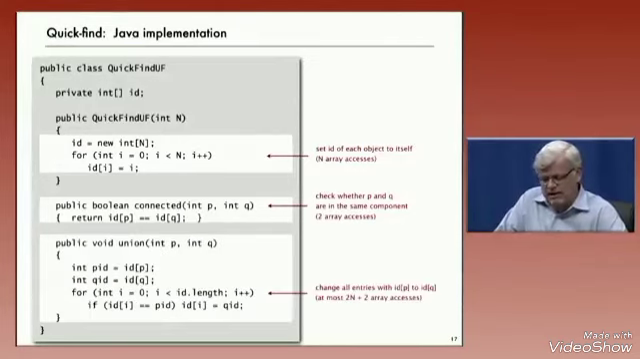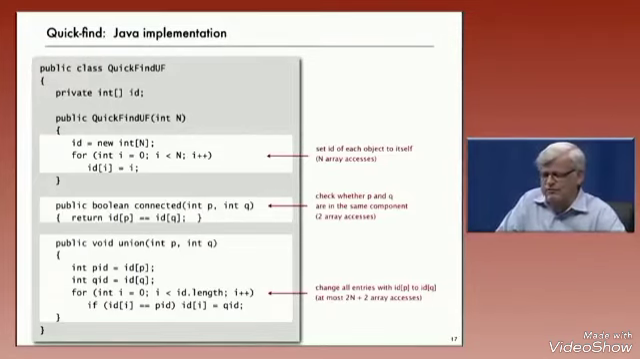The more complicated operation to implement is union. And there we find first the ID corresponding with the first argument, and then the ID corresponding to the second argument. And then we go through the whole array looking for the entries whose IDs are equal to the ID of the first argument and set those to the ID of the second argument. That's a pretty straightforward implementation.